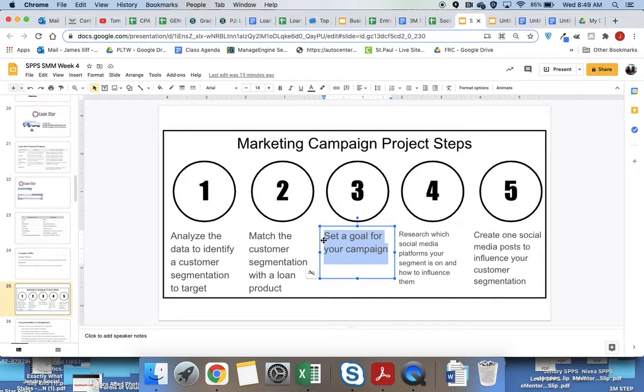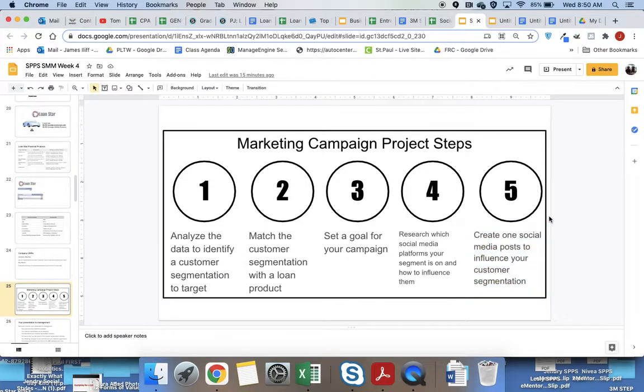So how many people do you think you can get to sign up for this? And then step 4, you're going to research which social media platforms your segment is on and how to influence them on that segment. And then finally, you're going to create one social media post to influence your customer segment. And so, wow, look at that. You're creating a social media post based on data over here and how you segment the market based on data. So that's really professional. That's how we do it out in the world.